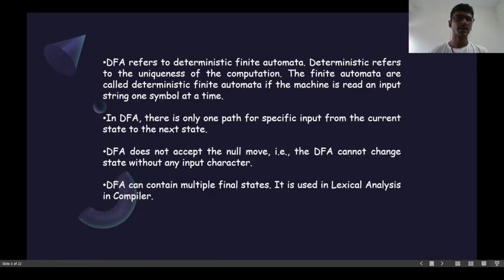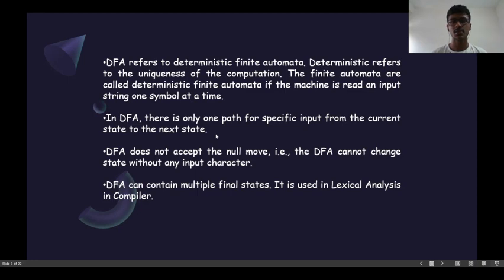Let's see what is DFA. DFA refers to deterministic finite automata. Deterministic refers to the uniqueness of computation. The finite automata are called deterministic finite automata if the machine can read an input string one symbol at a time. In DFA, there is only one path for a specific input from the current state to the next state.